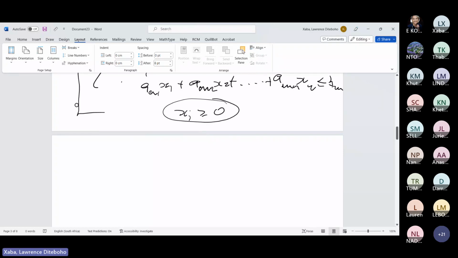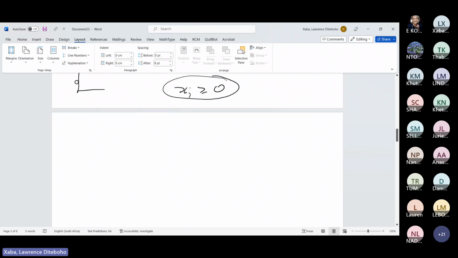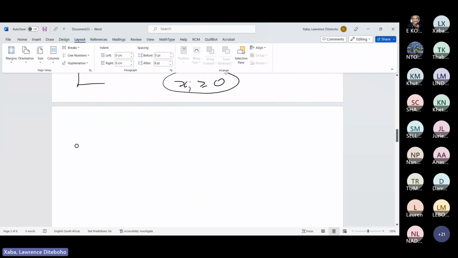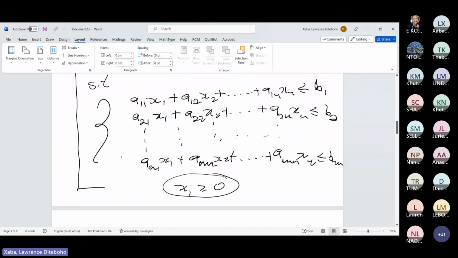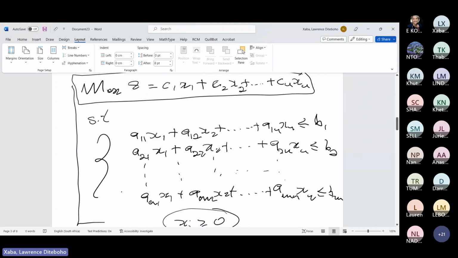So we'll take an example. If you look at your study guide there, where is our study guide? From your study guide, you are given a problem, and it is a maximization problem. So what is expected from us is to come up with a mathematical form of that problem.